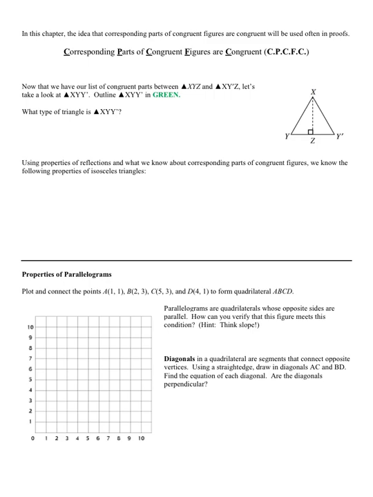Now that we have our list of congruent parts between triangle XYZ and triangle XY prime Z, because of the idea that corresponding parts of congruent figures are congruent, let's take a look at the larger triangle XYY prime. We're going to outline that triangle in green.